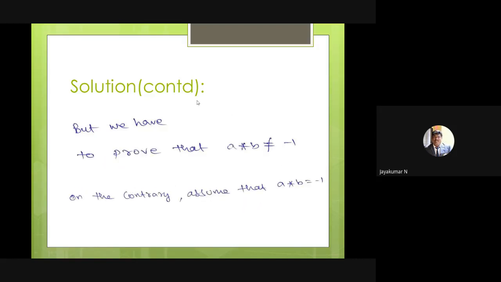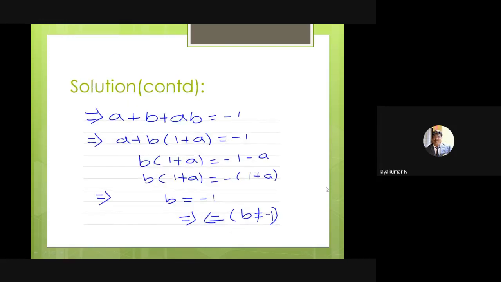Okay, I want to show that A star B is not equal to -1. But on the contrary, I assume that A star B is -1. Finally, I get some contradiction. Then finally, I conclude that A star B is not equal to -1. So on the contrary, I assume that A star B is equal to -1. A star B equal to -1 means what? A star B means A plus B plus AB equal to -1.